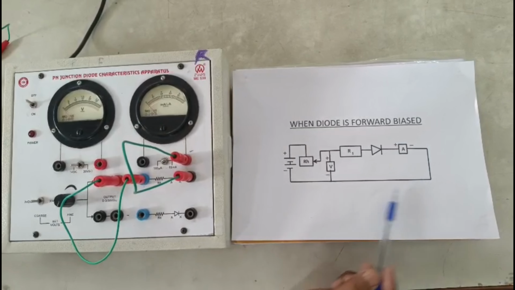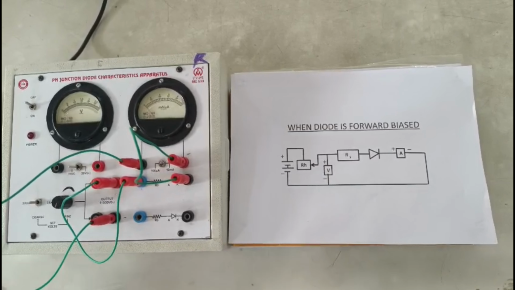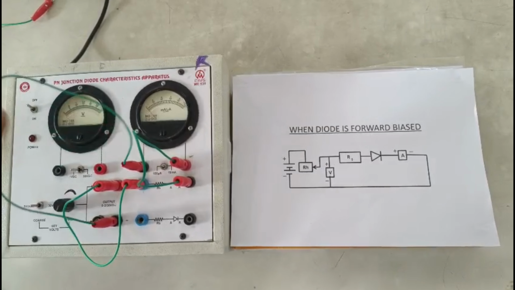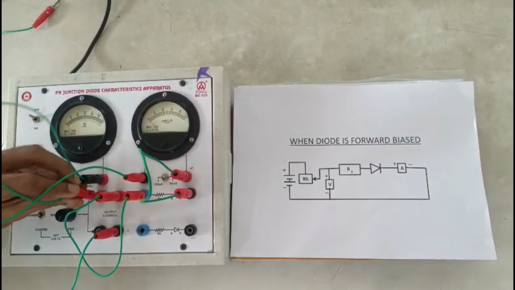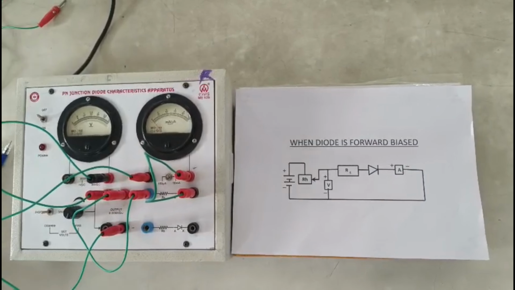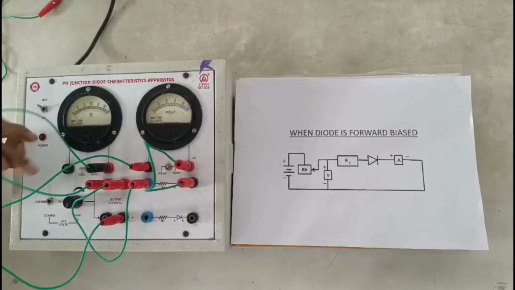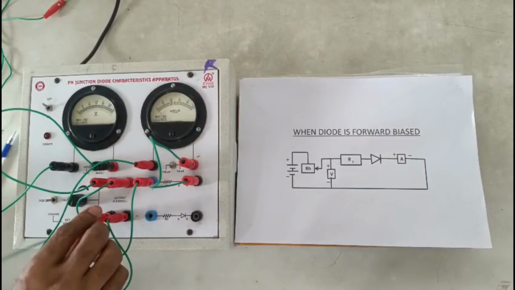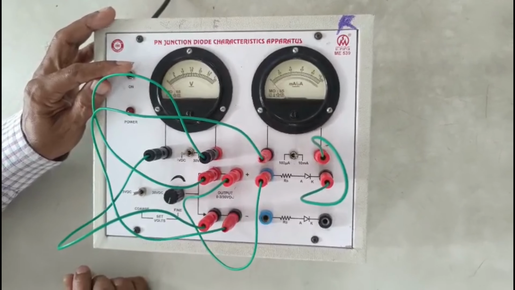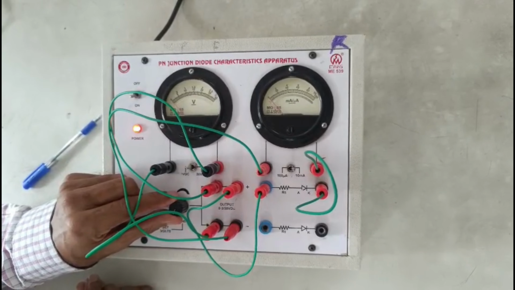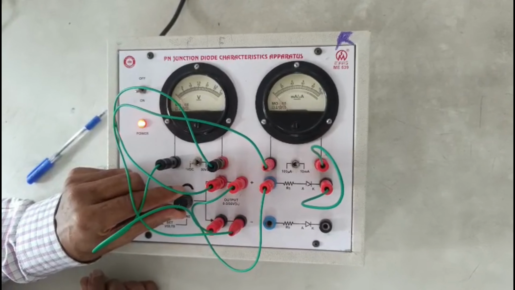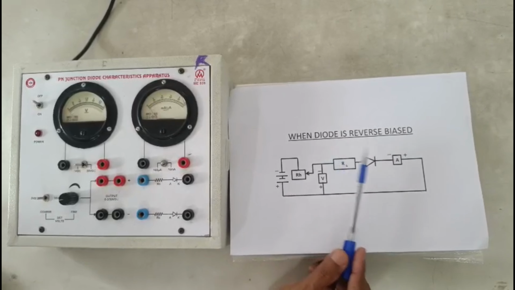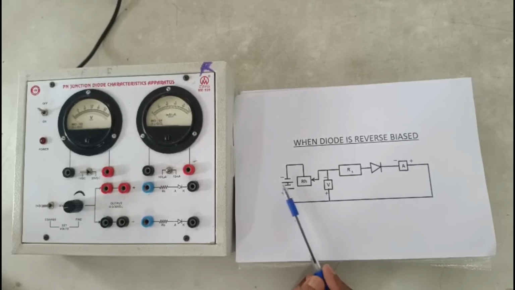Connect positive of voltmeter to positive of battery and negative of voltmeter to negative of battery. Switch on power supply. With the help of this knob, go on changing voltage value and record corresponding values of current. Now make connections when the diode is in reverse bias.